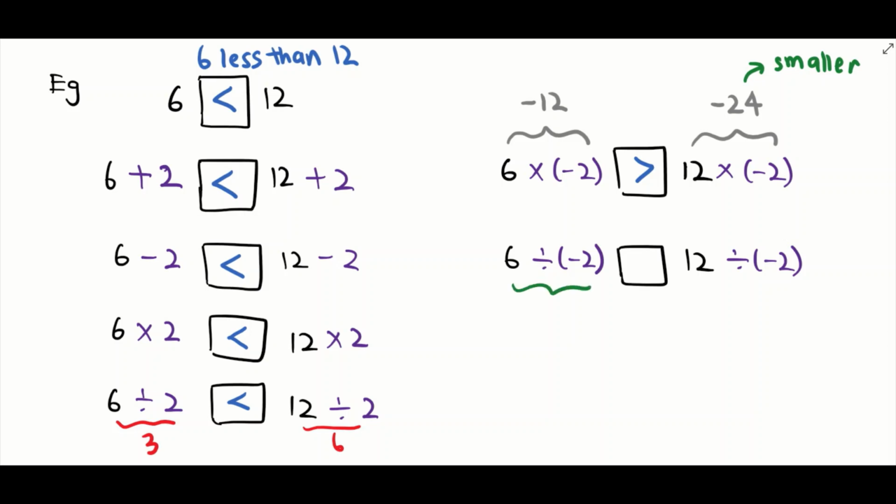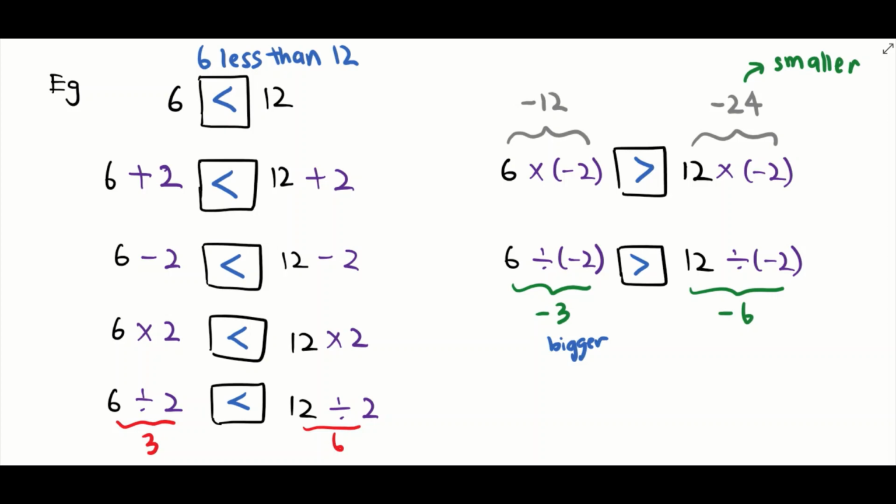How about divide by negative 2? Okay. 6 divided by negative 2. You can use calculator. Negative 3. 12 divided by negative 2? Negative 6. Where will the crocodile face? The other side. Because this is a bigger number. Negative 3 is bigger.